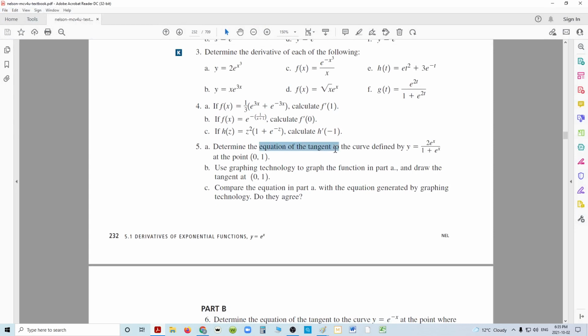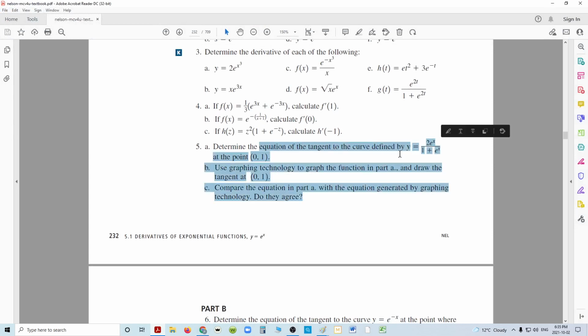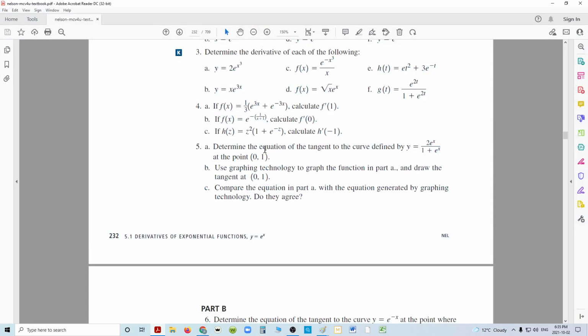Determine the equation of the tangent line to the curve defined by this. This is the curve at the point 0, 0. The equation of the tangent to the curve. My God. So I've got to find the value of the derivative when x is 0. And that will give me the rate of change at that point. Then they want me to graph it.